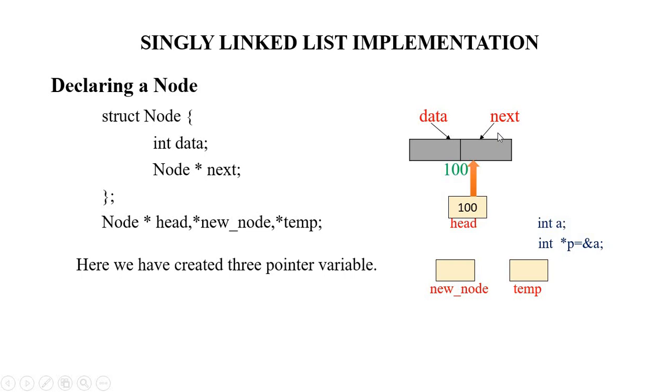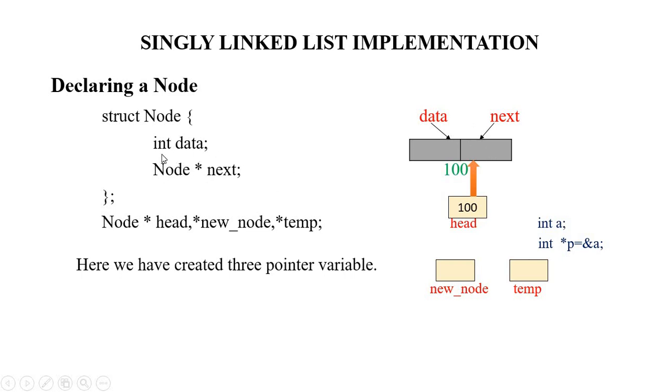We know a node has two different elements, so obviously we have to create our own data type. Here I am using a structure to create my user defined data type. First is struct node, which is the user defined data type I have created. Next is int data, which means in the data part I'm going to hold the integer value, so I'm giving the data type to be int. The next line is node star next, which means this particular part is going to hold the address of the next node.